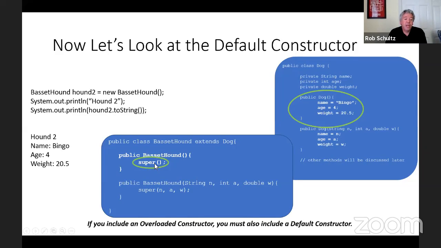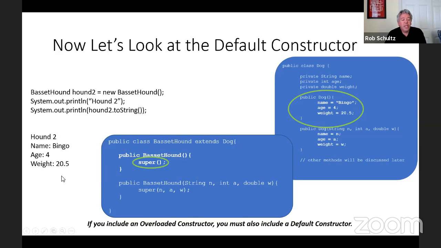So all I have to do is put in a call to super with an empty parameter list. Just like we did down here, instead of looking for super with a string, an int, and a double, it's going to look for a constructor that has empty parameters. So it's automatically going to run this one. It'll set our name to bingo, our age to 4, our weight to 20.5, and when we hit our toString method, that's what we'll display.